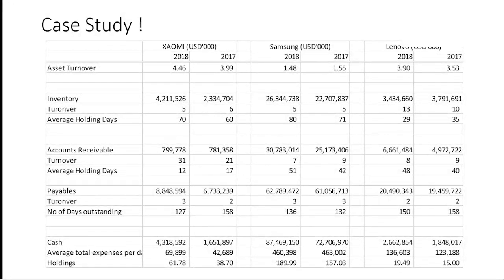We have to compare against the previous year. As you can see here, for most ratios I have calculated the previous year and also the competitors, right? So that's how we calculate the differences.